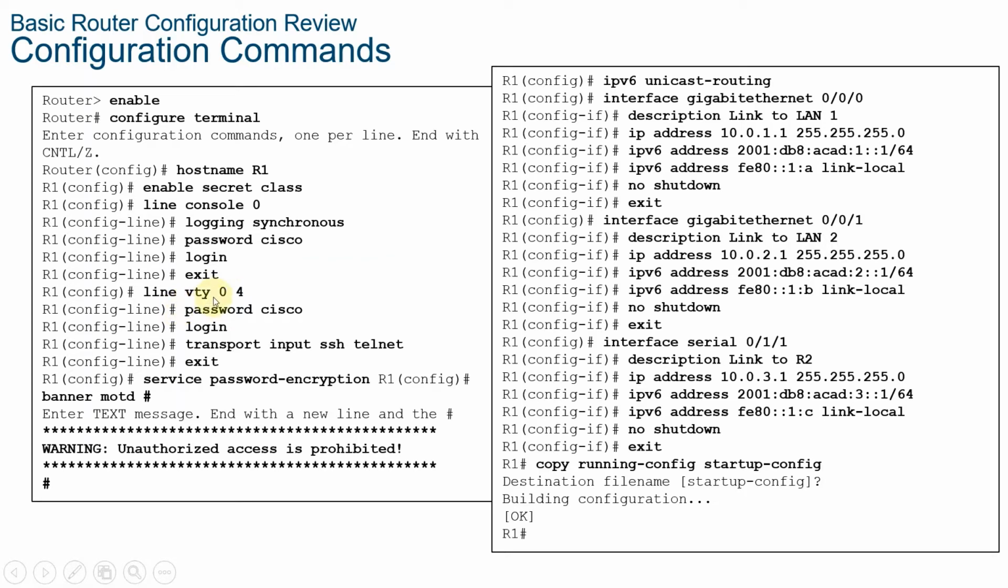Line VTY 0 to 4 here is used for remote access. There are 5 virtual lines, 0 to 4, password cisco, login, transport input SSH telnet, exit. When you want to remotely access R1 from other devices, the line VTY is in effect. So this is used for remote access.